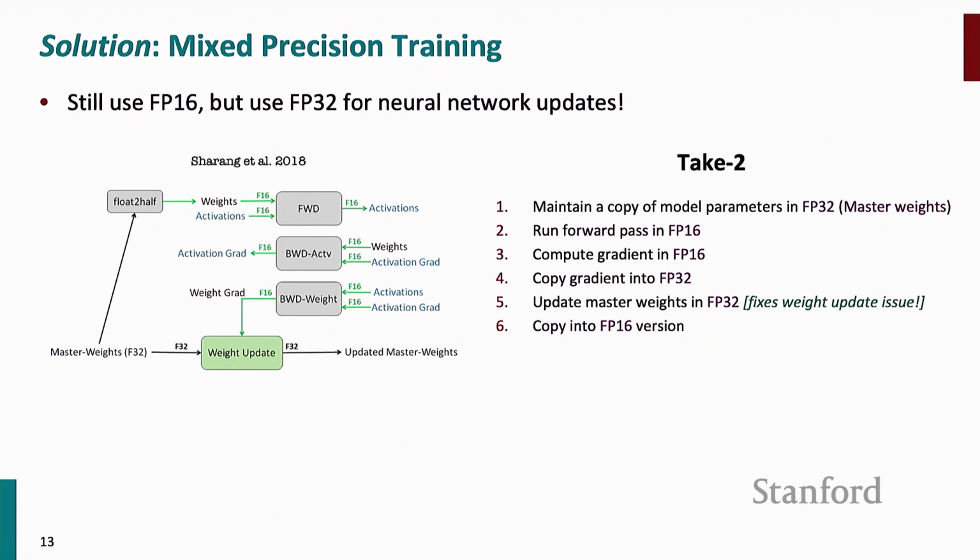So this seems like a reasonable scheme. I'm using FP16 on my GPU, but I have the full 32-bit precision also lying around somewhere, so I can have more precise updates. Okay? Can someone tell me why this is still problematic? Any guesses? Yeah. Won't it be really slow because you have to copy the 32-bit versions from the GPU into some disk memory?